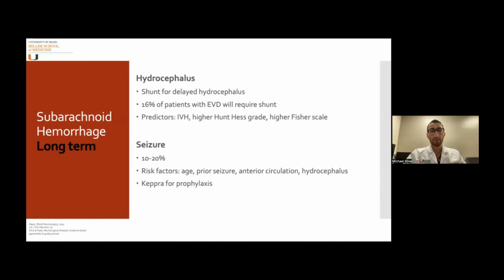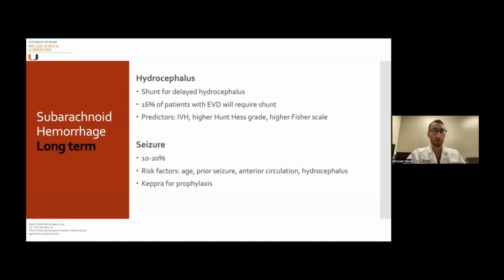And finally, for subarachnoid hemorrhage, we know that hydrocephalus is a common complication. For delayed hydrocephalus, shunts often need to be placed. In fact, 16% of patients who have an EVD placed during their subarachnoid hemorrhage admission will ultimately require a shunt. Risk factors for developing hydrocephalus are intraventricular hemorrhage, higher Hunt-Hess grade, and higher Fisher scale.